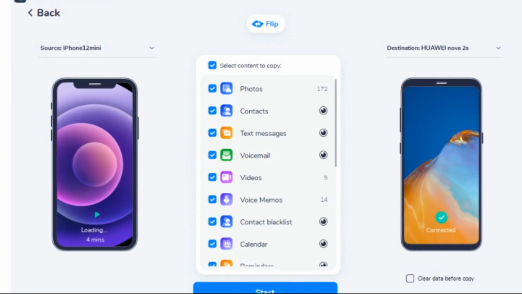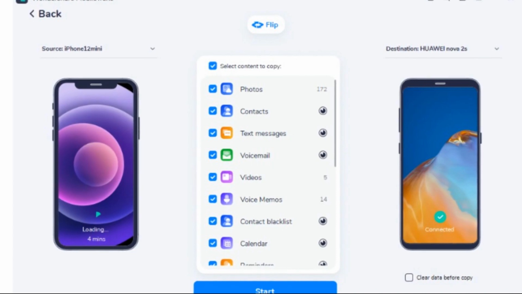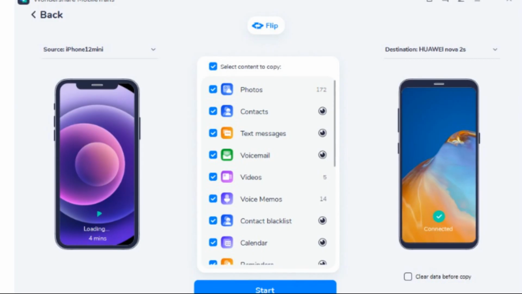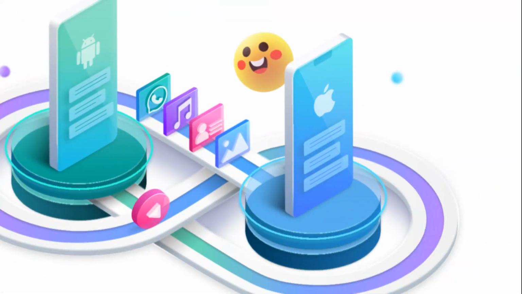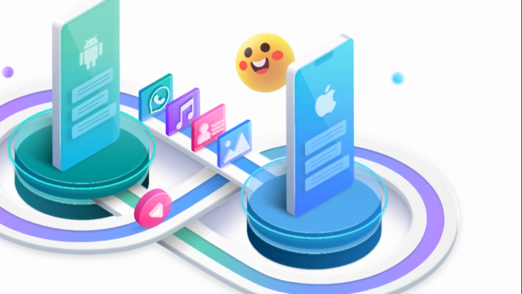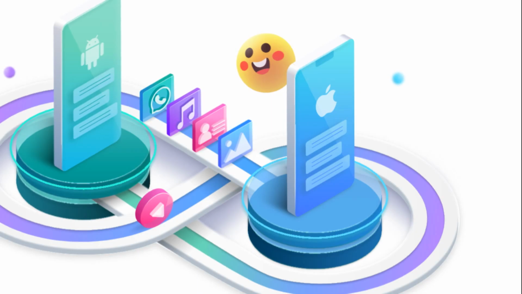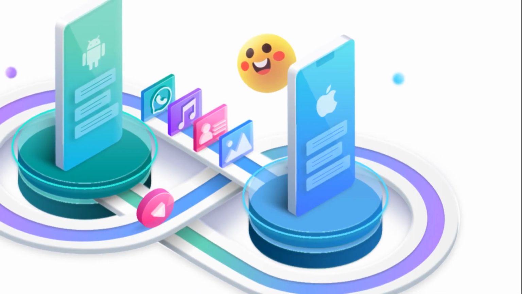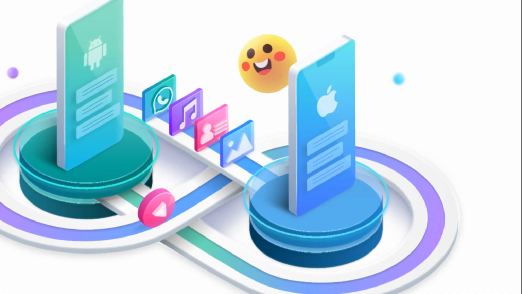Step-by-step guide to transfer data to Nothing Phone 2. 1. Choose the phone transfer tool. Open Wondershare Mobile Trans and select the Phone Transfer module. Choose the Phone-to-Phone option. Connect both your old smartphone and the Nothing Phone 2 to your computer using appropriate cables.